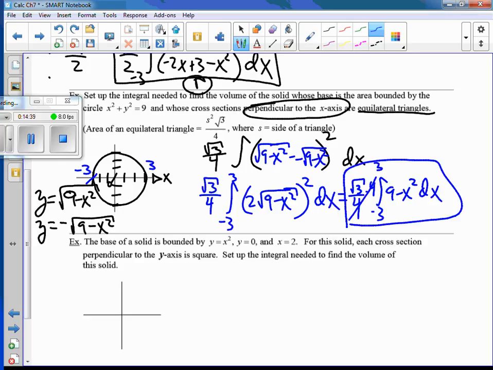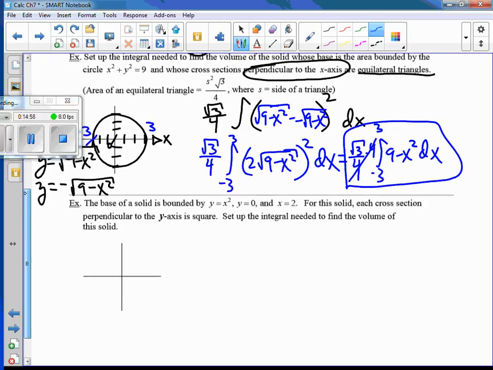Now, it said right here, set up the integral needed. Do not actually solve. Now we're going to stop right here because that actually does give us the integral of the volume, right? We're not going to solve it because, at this level, we know how to integrate that. Okay, so now let's go on to our next question.